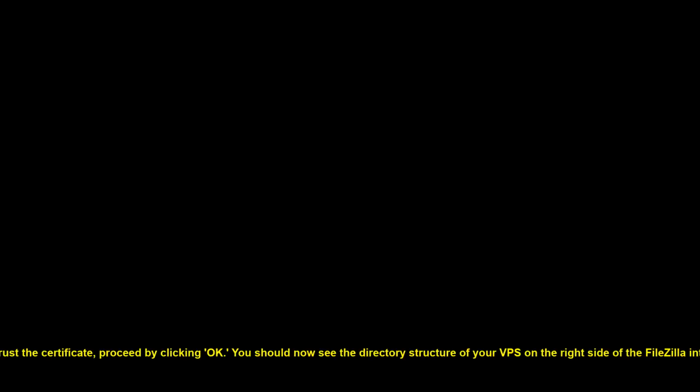You should now see the directory structure of your VPS on the right side of the window. You can easily upload or download files by dragging and dropping them between your local system and the server. To disconnect, simply click on the server menu and select Disconnect. You have successfully registered and connected to your VPS.